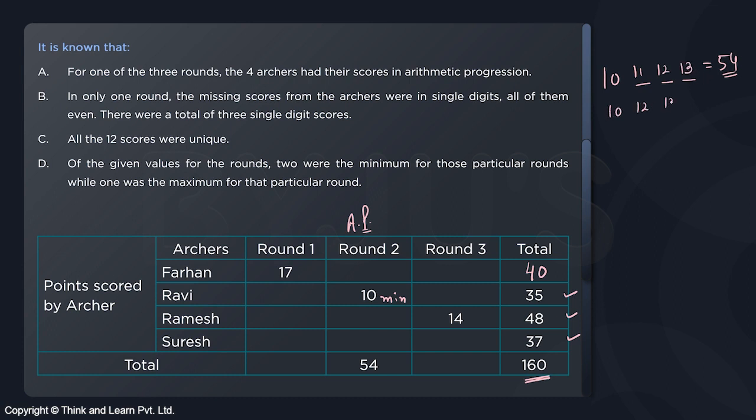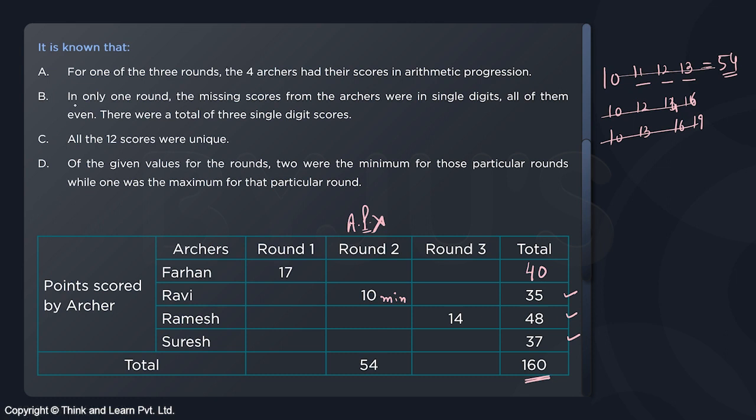They can be 10, 12, 13, 14, or 10, 12, 14 and 16, they cannot be 54. They can be 10, 13, 16 and 19, they cannot be 54. So in any of the cases, you are not getting the sum as 54. So none of them is a possibility. So the AP series cannot be in round 2. I'm sure you got my point.